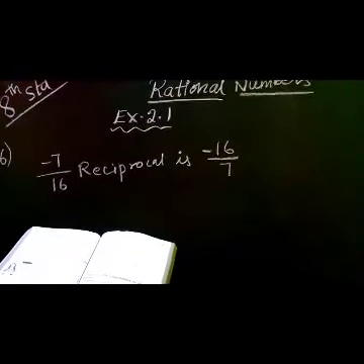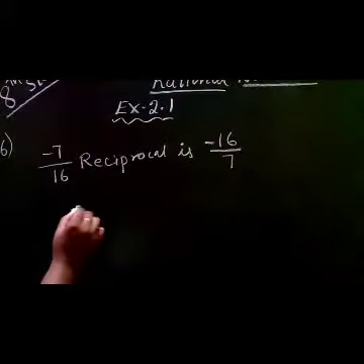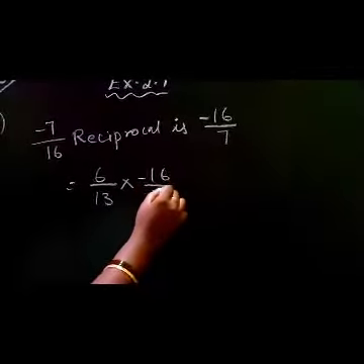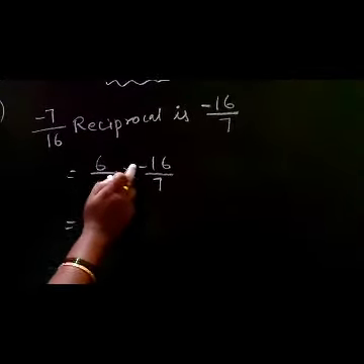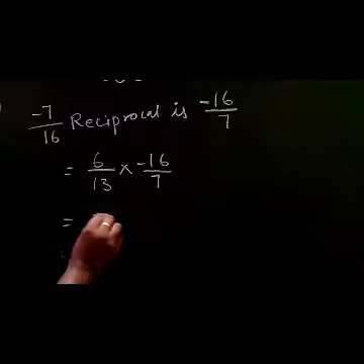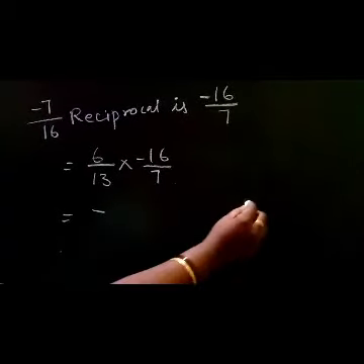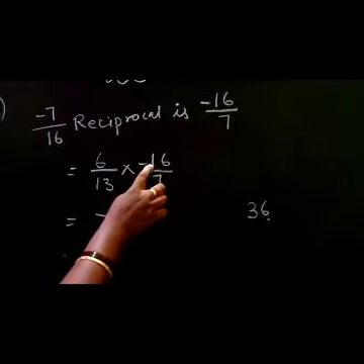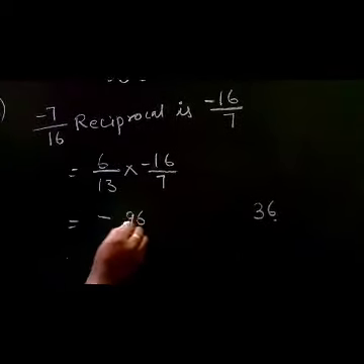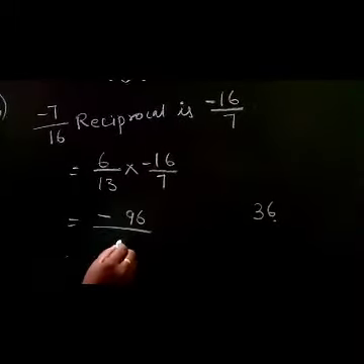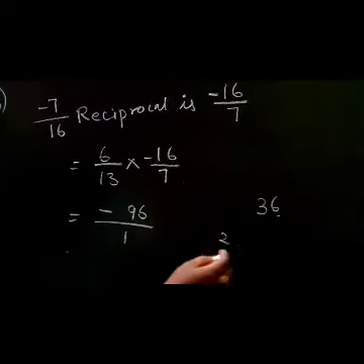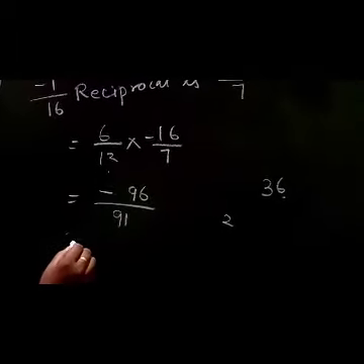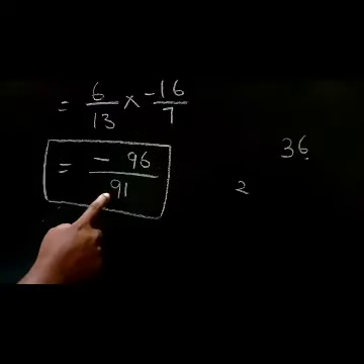With this, we should multiply 6 by 13. So, 6 by 13 into 16 by 7. Plus into minus, minus. 6 sixes are 36. 36, 6 we should write it here. 6 ones are 6. 6 plus 3 is 9. Divided by 7 threes are 21, 2 remaining, 1 seven is 7, 7 plus 2 is 9. Our answer is minus 96 by 91.